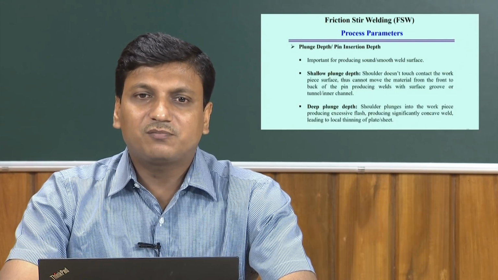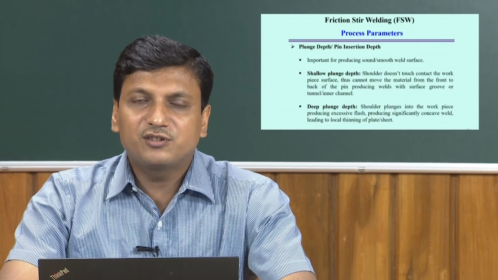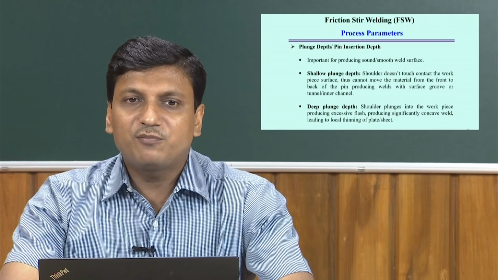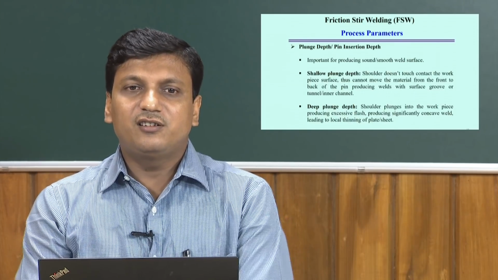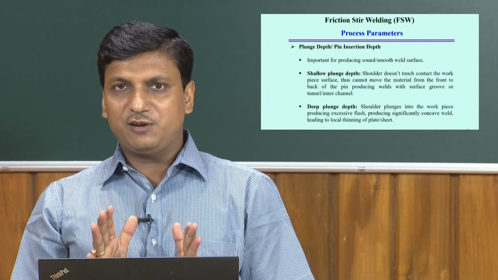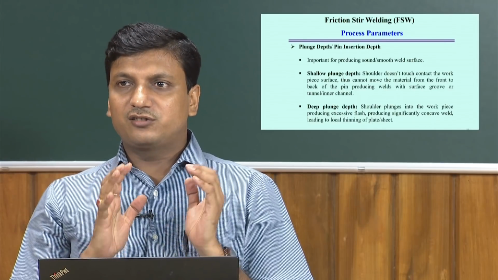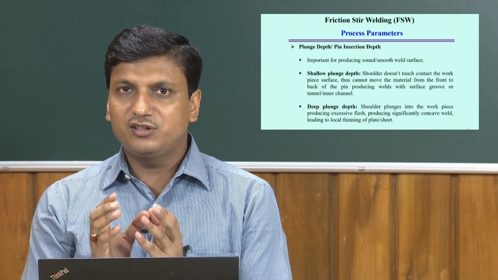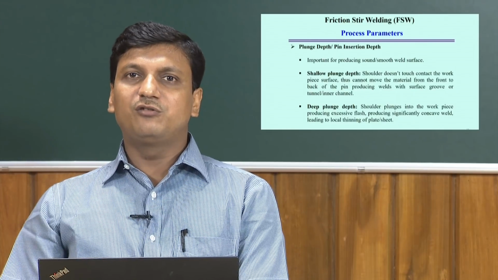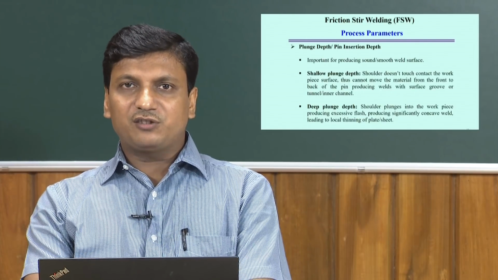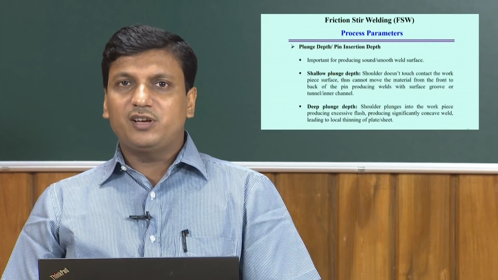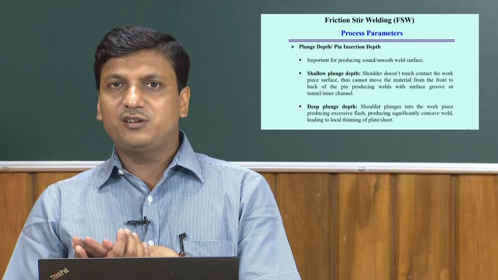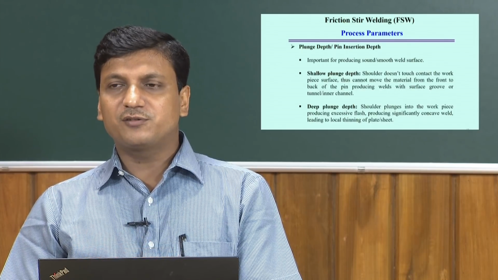Here, you see that the workpiece produces excessive flash, a significantly concave weld, and finally leads to local thinning of the plate. That means the stirring or material flow is very confined within a small zone around the tool pin. That is why, if you want to achieve a full weld joint, you need to go up to the full depth of the workpiece.